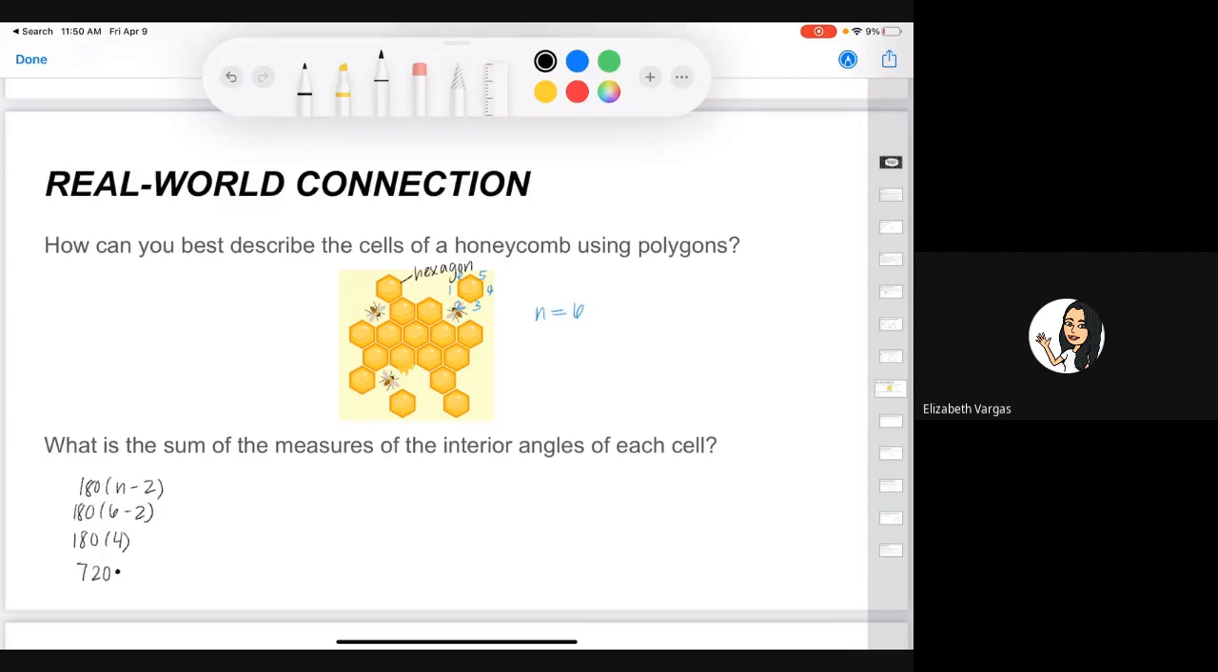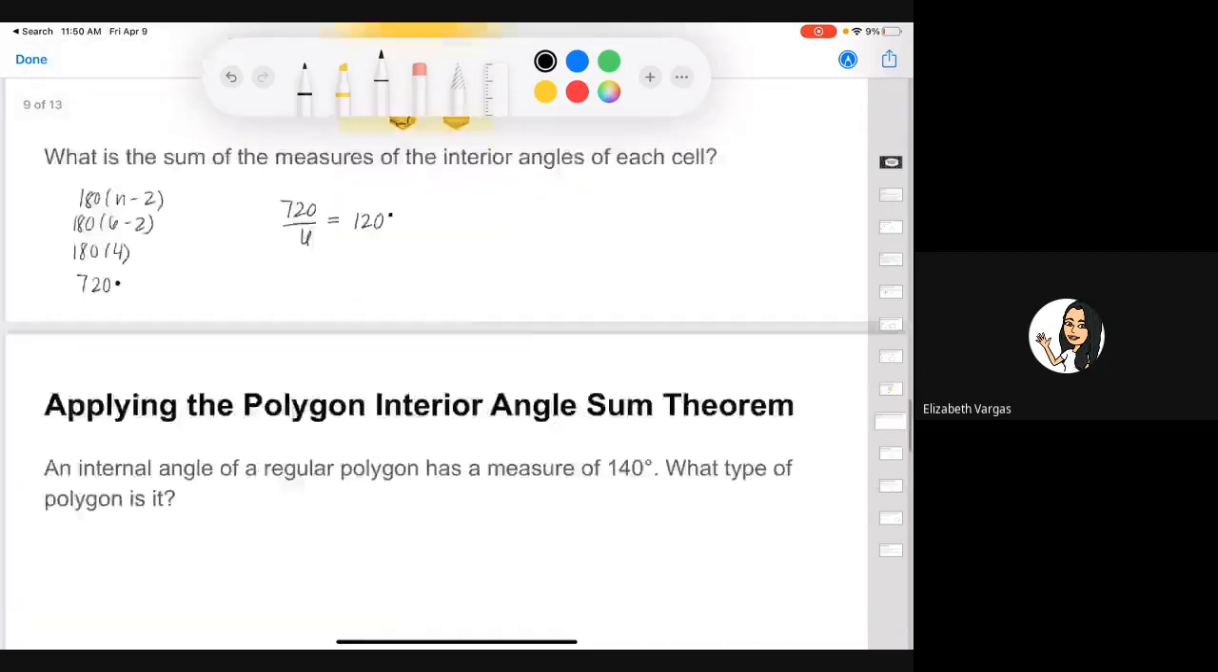So if I wanted to solve for each of the angles, all I would take is 720 divided by 6. That means each angle on the honeycomb is equal to 120 degrees. Okay.